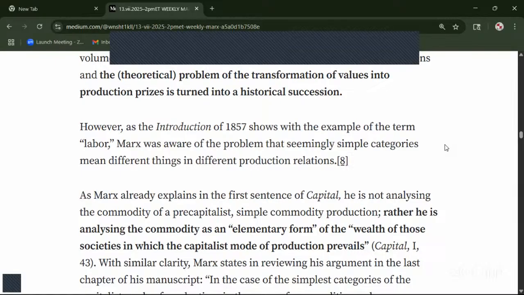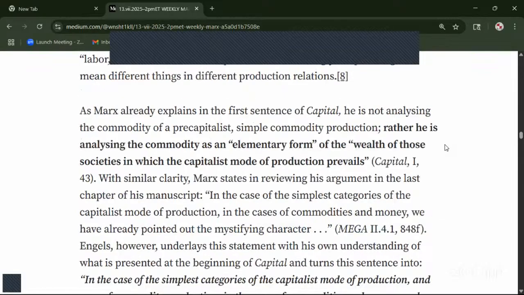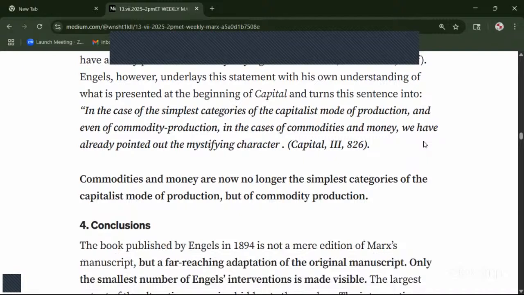With similar clarity, Marx states in reviewing his argument in the last chapter of his manuscript: in the case of the simplest categories of the capitalist mode of production, in the case of commodities and money, we have already pointed out the mystifying character. Engels, however, underlays this statement with his own understanding of what is presented at the beginning of Capital and turns this sentence into, quote, "In the case of the simplest categories of the capitalist mode of production and even of commodity production, in the cases of commodities and money, we have already pointed out the mystifying character." Now, commodities and money are no longer the simplest categories of the capitalist mode of production, but of commodity production. This is an important difference, actually.